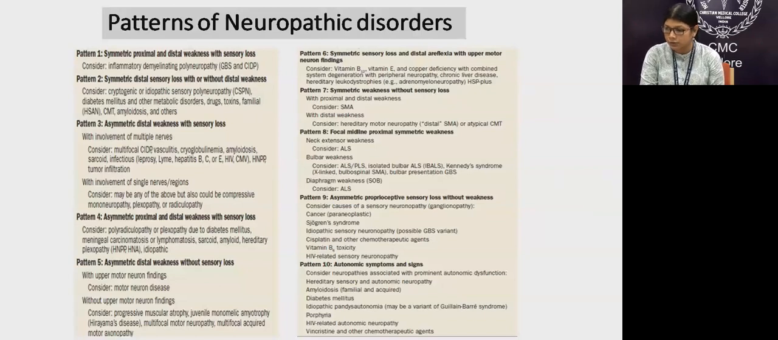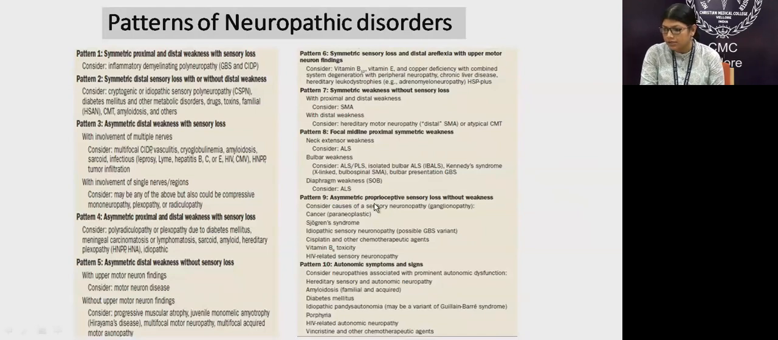The seventh pattern is symmetric weakness without sensory loss. Then this can occur with both proximal and distal weakness, or with distal weakness. With proximal and distal weakness, pure motor syndrome, we can consider spinal muscular atrophy. And with distal weakness, hereditary motor neuropathy or atypical Charcot-Marie-Tooth disease. The eighth pattern, focal midline proximal symmetric weakness, can have selective neck extensor weakness or bulbar weakness and diaphragmatic weakness. All these can help in further differentiating the underlying disorder.